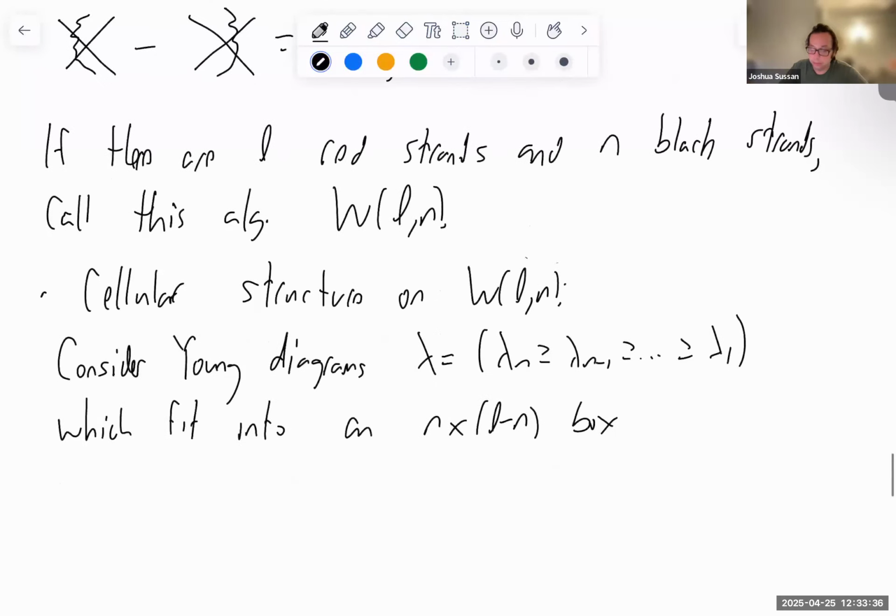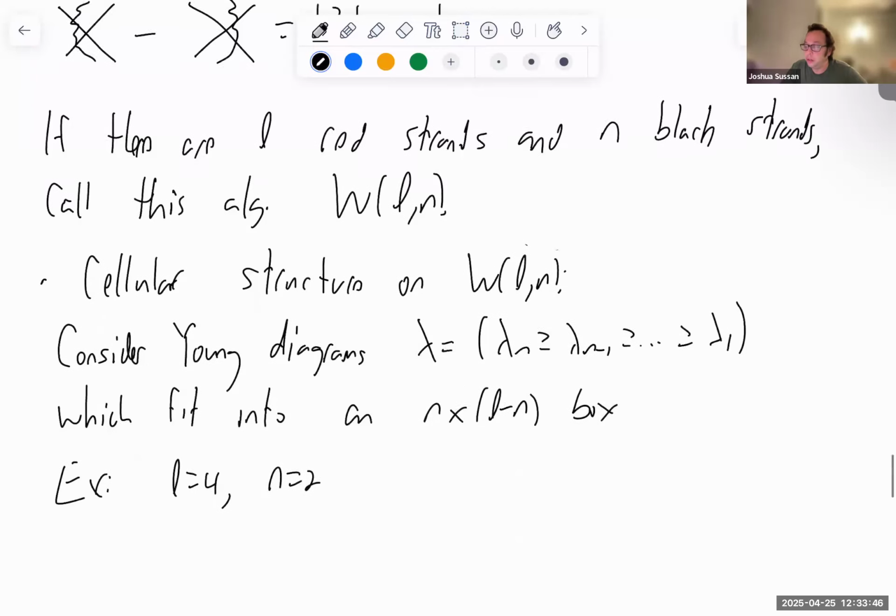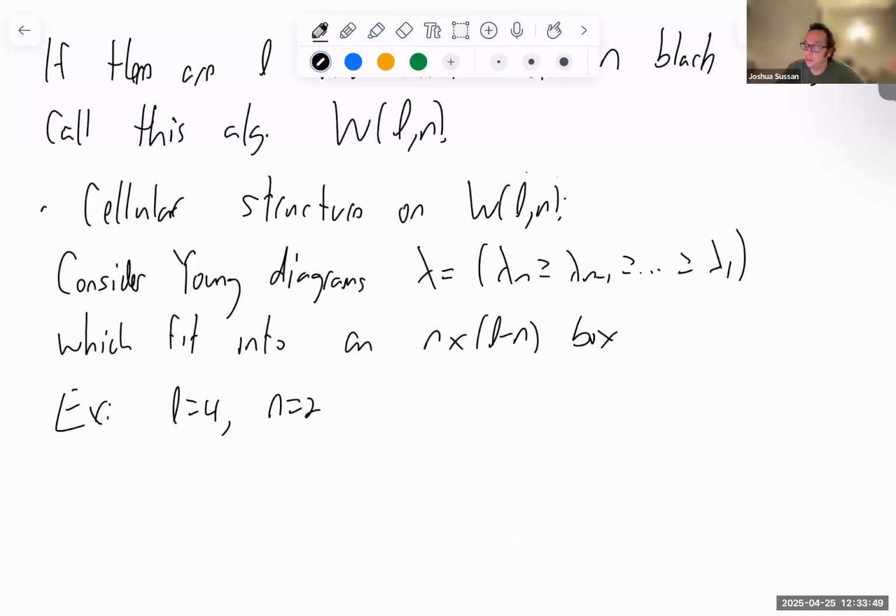Okay, so as an example, if L is equal to 4 and N is equal to 2, we want partitions or Young diagrams which fit into a 2x2 box. And one such example could be this partition. So let's say here lambda 1 is 1 and lambda 2 is 2. Okay, and so there are 6 such partitions which fit into a 2x2 box. Okay, in general, it's just some L choose n.